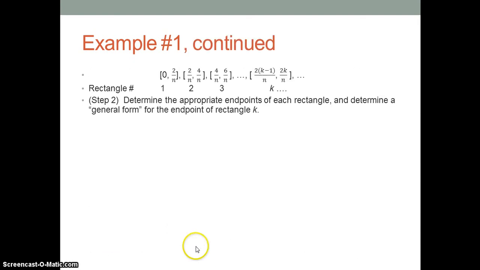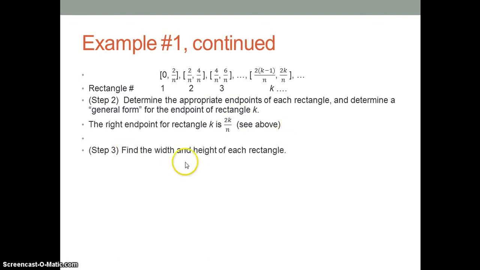So now that we have all this information, the next thing we want to do is to determine the appropriate endpoints of each rectangle, and then a general form for the endpoint of rectangle k. All right? So we did the hard work by figuring out what our intervals look like. There they are. The right endpoint for rectangle k is just going to be 2k over n. Remember what we mean by rectangle k: if we wanted rectangle number 4, we would say, well, 2 times 4 divided by n, or 8 over n, would be that right endpoint.